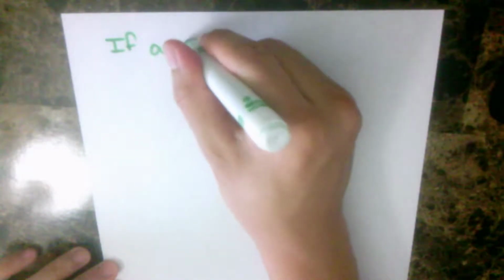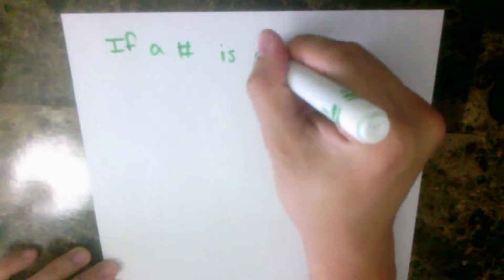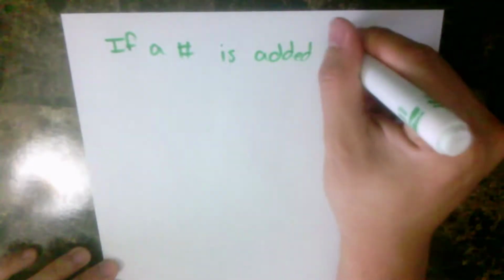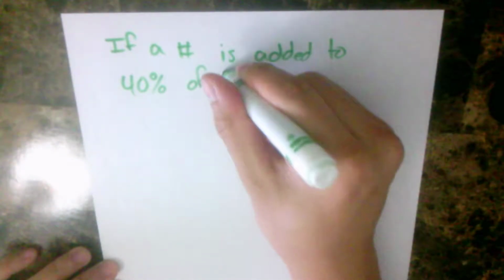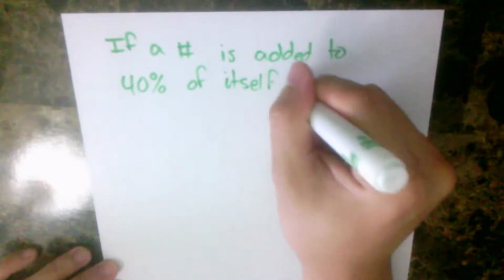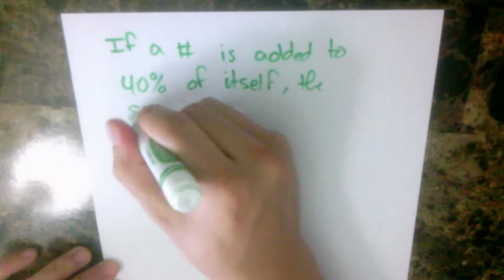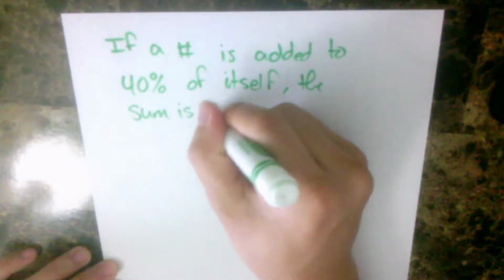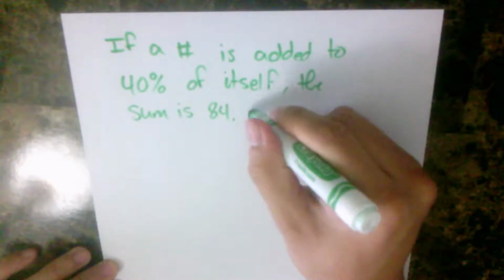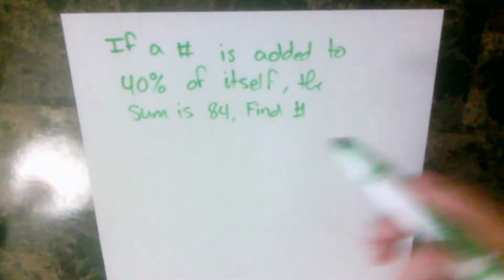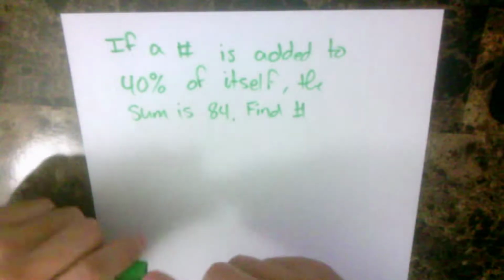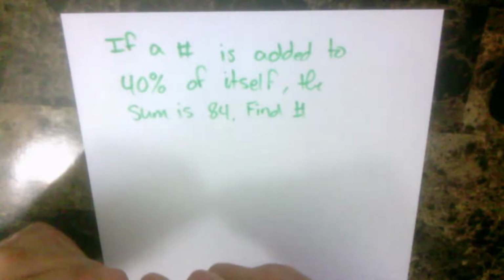If a number is added to 40% of itself, the sum is 84. Find the number. All right, so given this problem here: if a number is added to 40% of itself, the sum is 84, find the number.